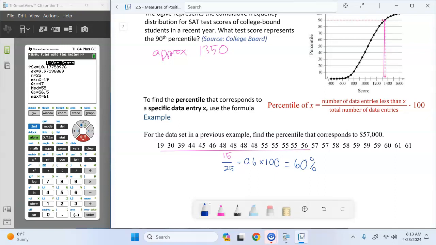Why did we count this? Because we're looking at the number of data entries less than. Because we're looking less than that percentile. So 60% are less than $57,000.